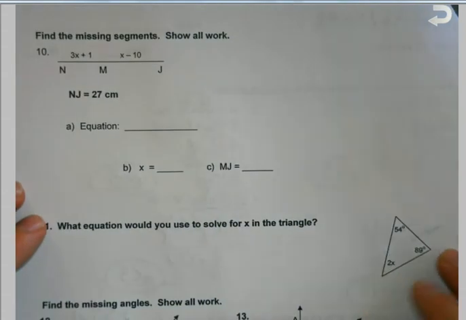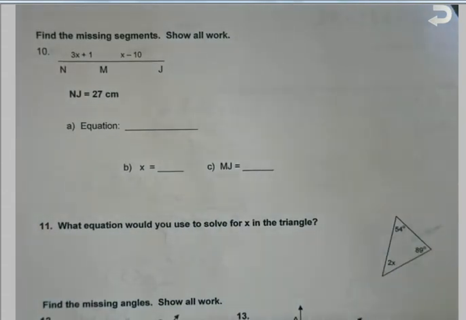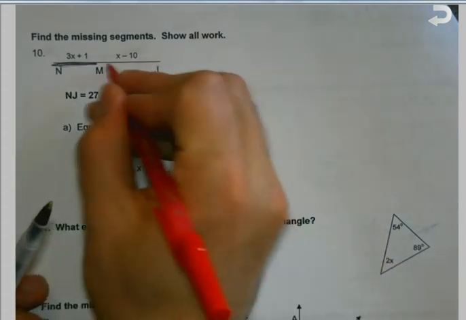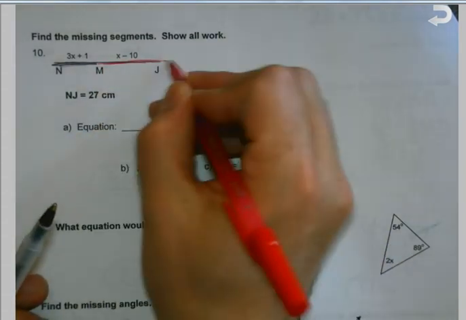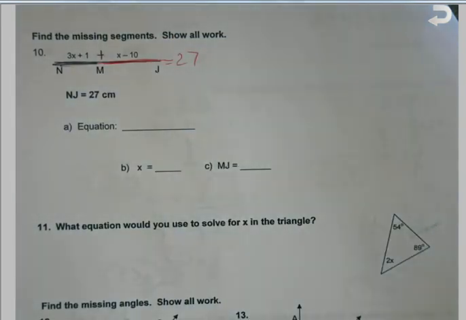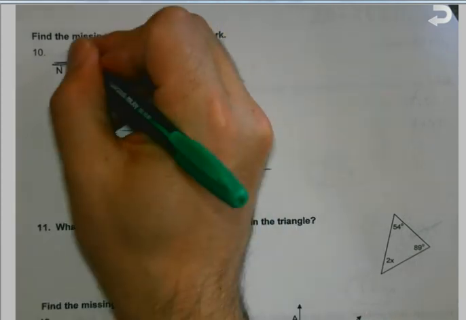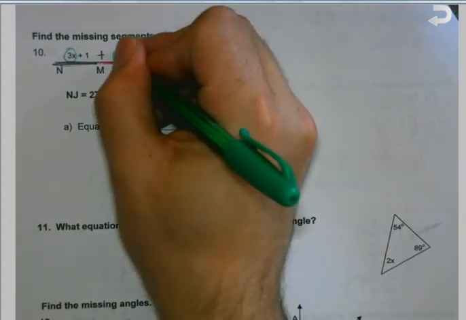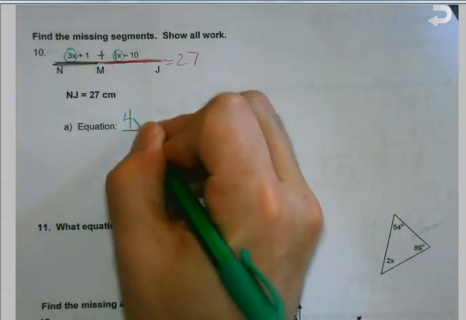All right, find the missing segments, show all work. Notice it doesn't say midpoint anywhere, so those are not equal to each other. But I know that if I add this part and this other part together, I get the whole thing. So I'm going to add those two parts up, and they equal the whole. We've done this before. If we're adding them up, we're going to combine like terms. So 3x and another 1x is 4x.